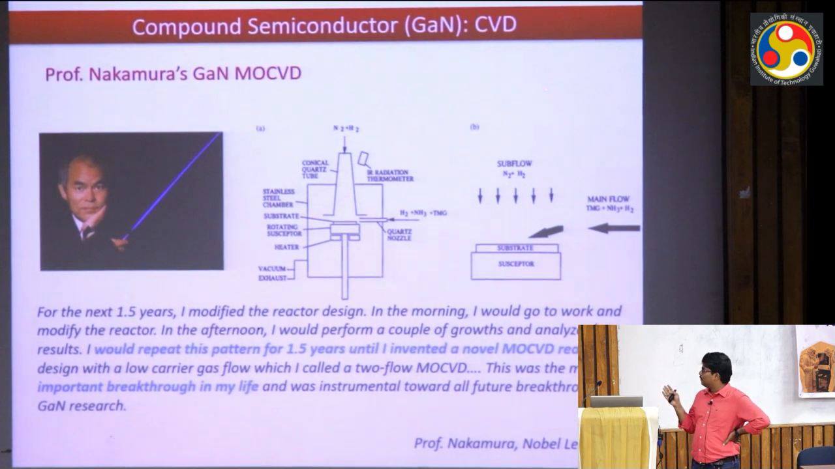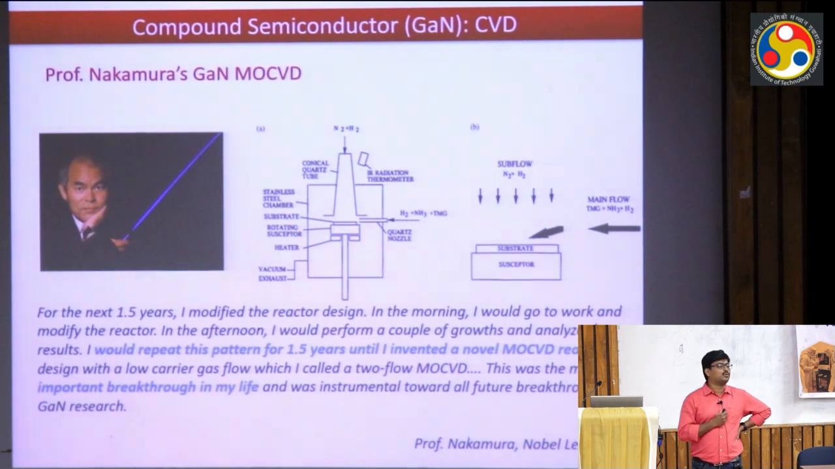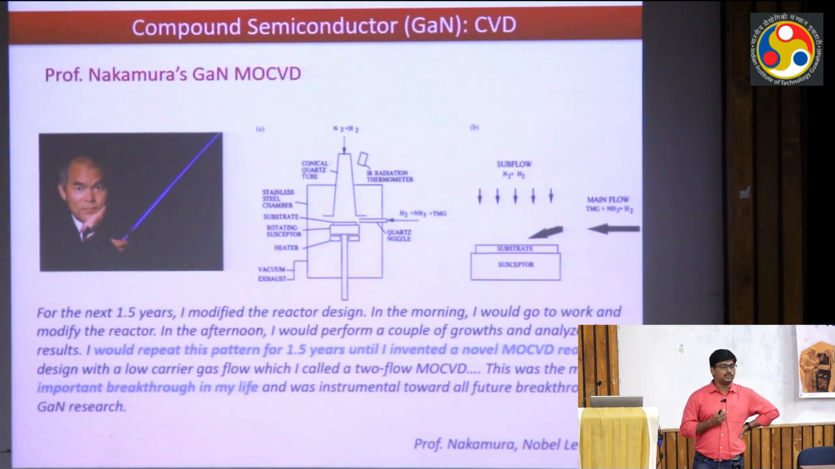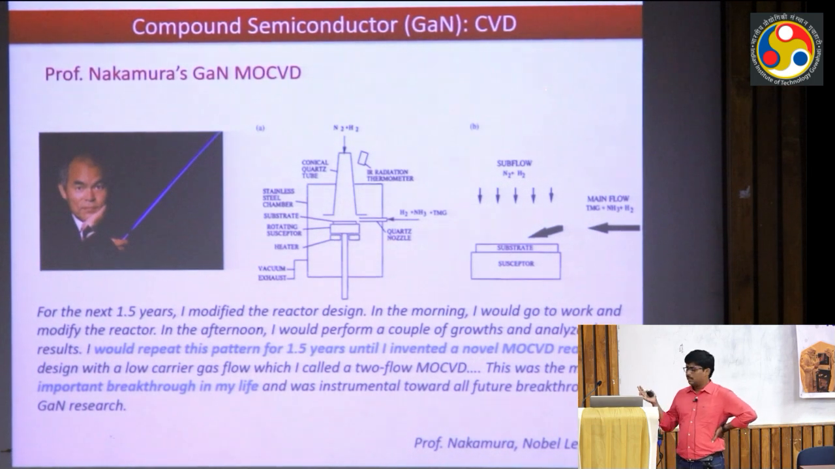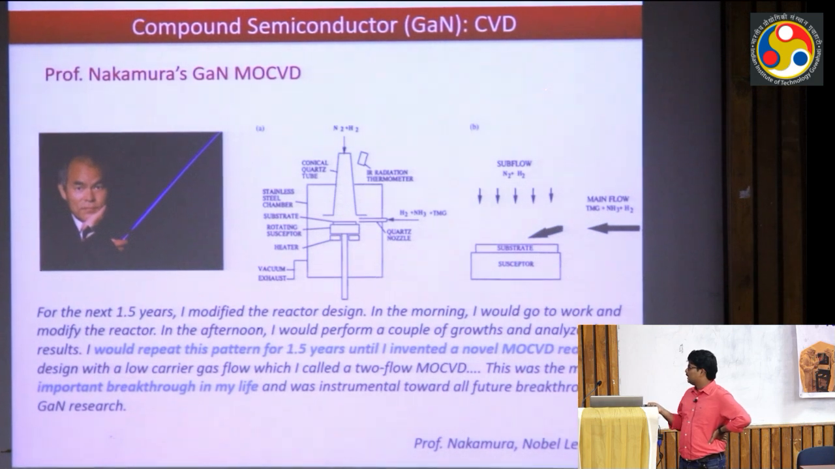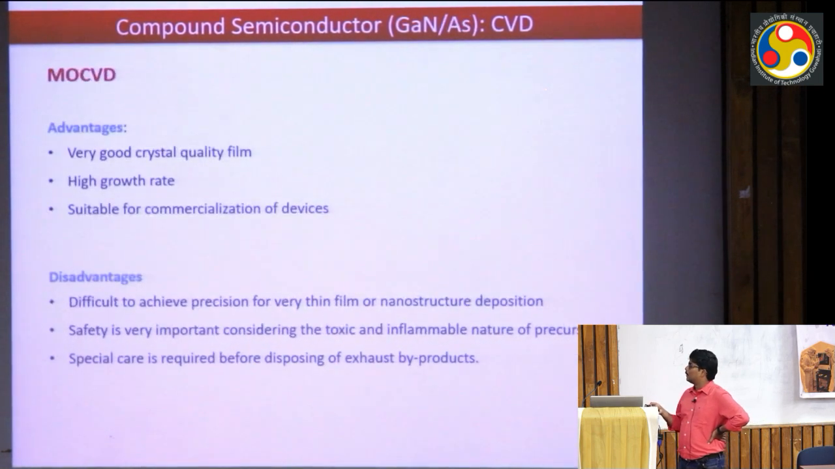After that he developed this two-flow mechanism, and using this two-flow epitaxy technique he got a very good quality gallium nitride layer, and then he could get the blue LED, or blue light emitting from the device. So this was his contribution. This whole story is very interesting. If you are interested, you can read this Nobel lecture. So this is the importance of how a typical growth mechanism can also give us the Nobel Prize.